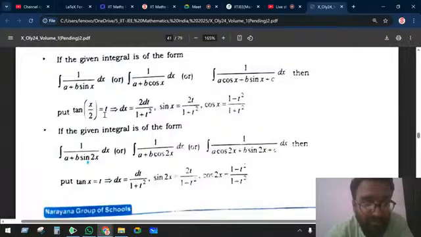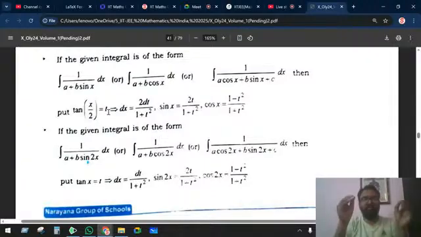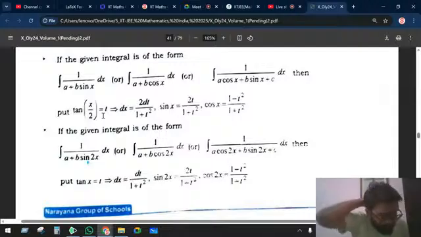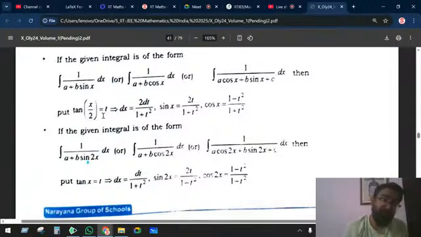So tan x by 2 is equal to t, you have to take it. See, it is a sudden surprise. It is not a sudden surprise, it is actually a friendly way. He took tan x by 2 is equal to t. dx is equal to the derivative: derivative of tan theta is 1 plus tan square. Its derivative is 2 by 1 plus t square dt. And with this, you will get the substitution. Sin x is equal to 2t by 1 plus t square, cos x is equal to 1 minus t square by 1 plus t square.